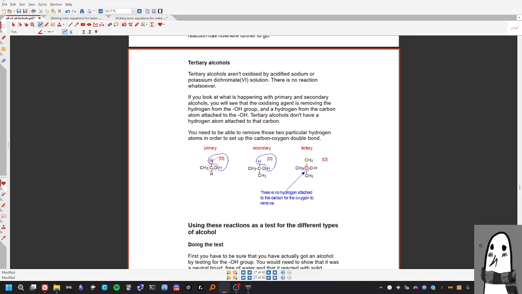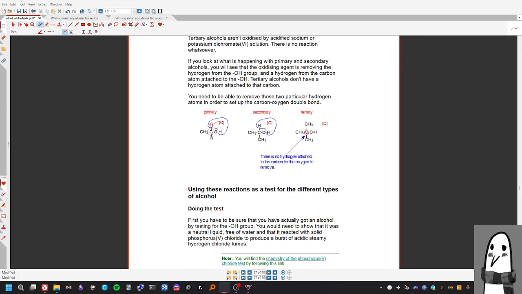And in order to remove these two particular hydrogen atoms, you'll need to set up a carbon-carbon double bond first. As in, what it's trying to say is that if I wanted a tertiary to happen, what I would need is this: CH3 double bond C OH, and then another CH3.